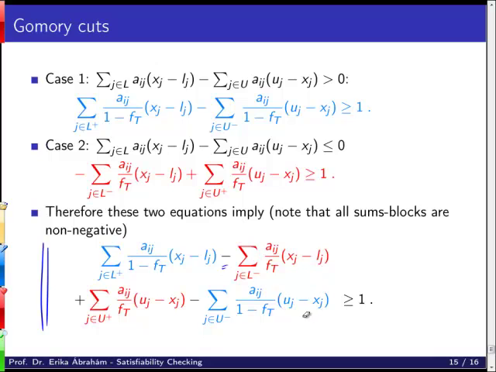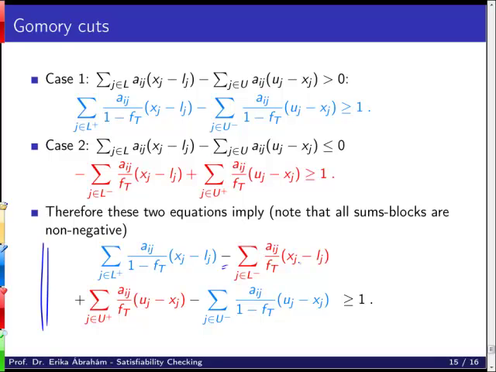If case 1 holds, then I know that the blue ones are larger or equal to 1, and the red ones are larger or equal to 0. So the sum will be larger or equal to 1. In case 2, I know that the red sum is larger or equal to 1. This is what we derived. And I know that the blue ones are larger or equal to 0. So this inequation holds in all cases.